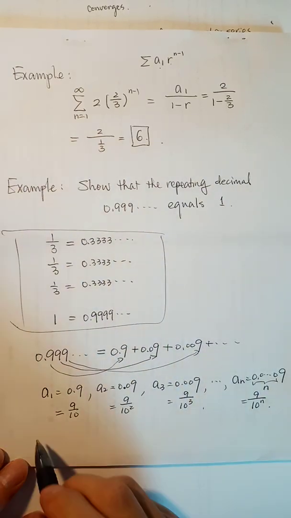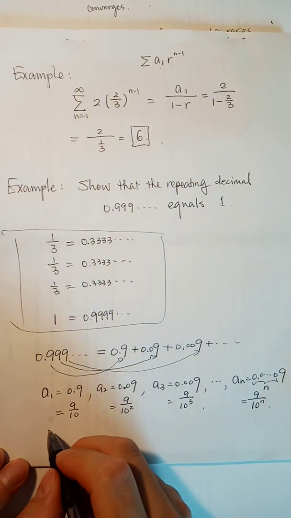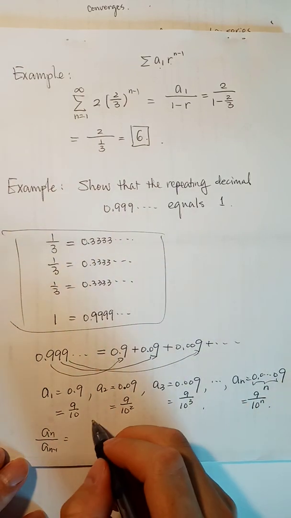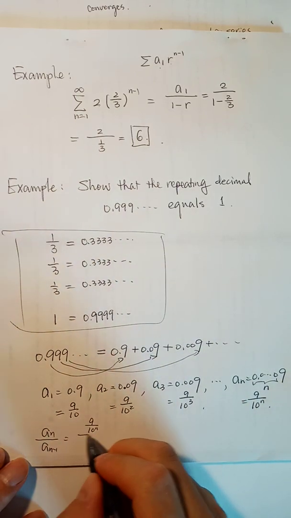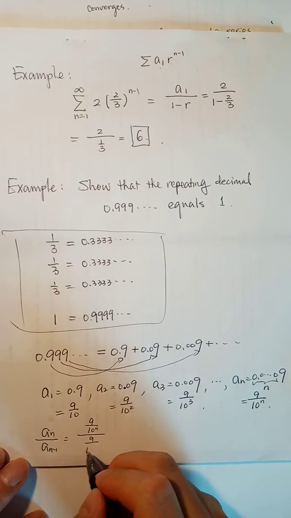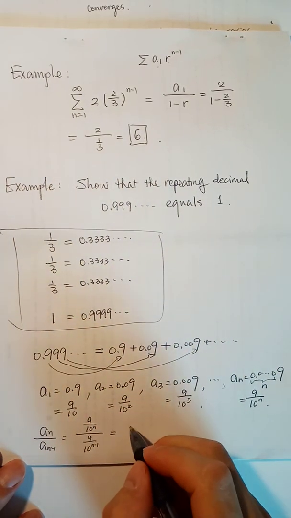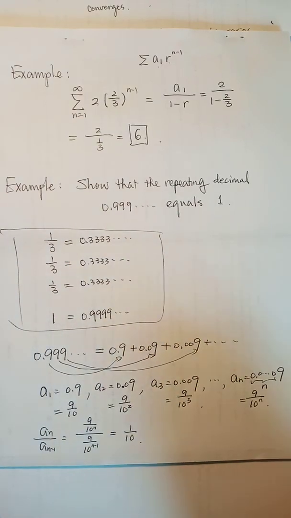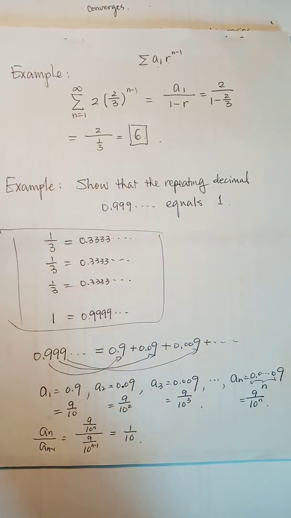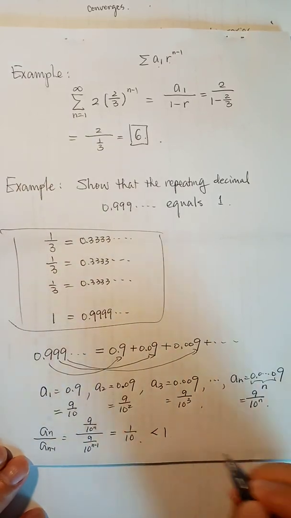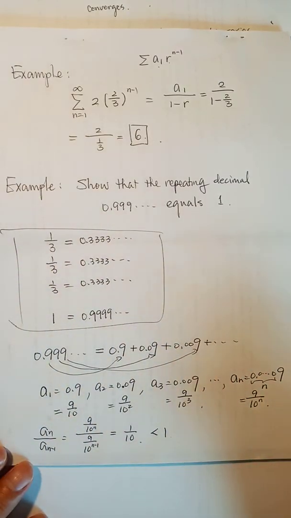Okay, and with this, you can see the ratio a_n over a_(n-1). a_n is 9 over 10 to the n, a_(n-1) is 9 over 10 to the n minus 1. You check it, the ratio is 1 over 10. It is a geometric series. The ratio has absolute value less than 1, so the geometric series will converge to its value.